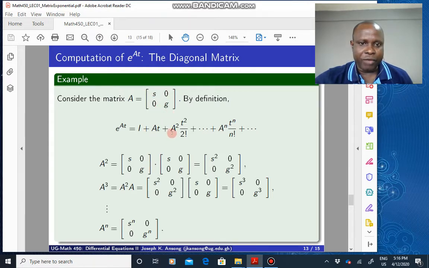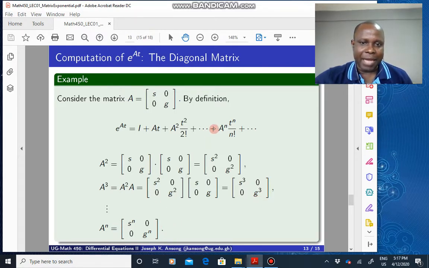We know A, we need to find A squared, A cubed, and so on. Now A squared will just be A times A. Multiply this out, you get s squared, 0, 0, g squared. You find A cubed will just be A squared times A. A squared we just computed is this, A is this. Multiply them out and you have s cubed, 0, 0, g cubed. Now if you follow this, you see that by induction A to the power n will just be s to the n and g to the n along the diagonal. Similar to this, A squared is s squared, g squared. A cubed, you have s cubed, g cubed along the main diagonal.